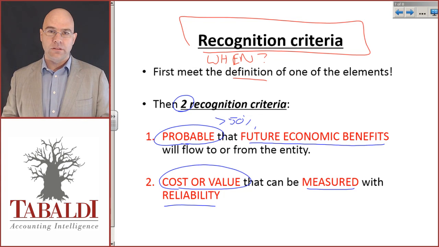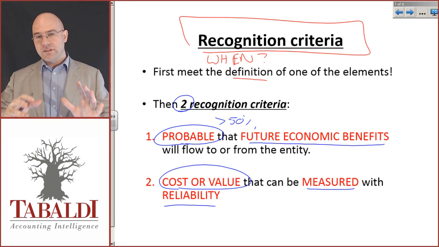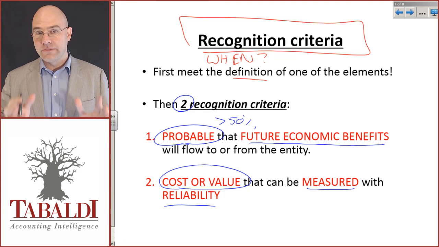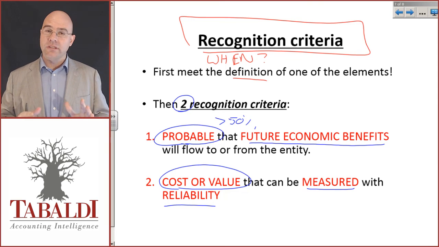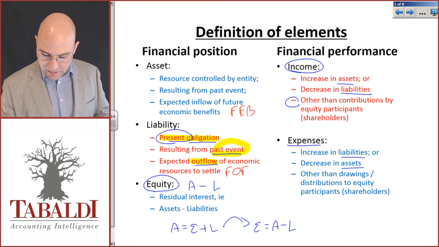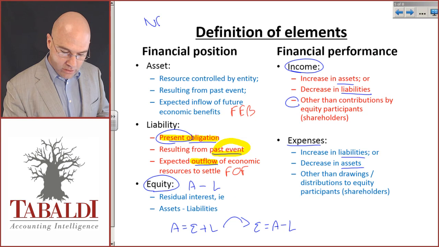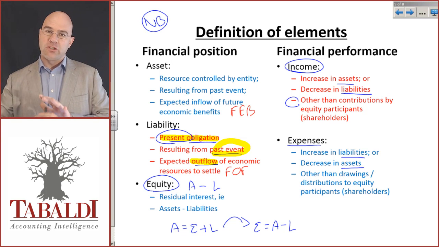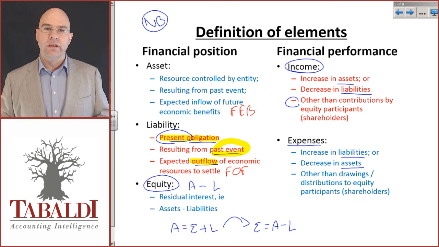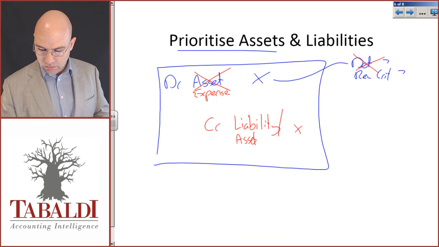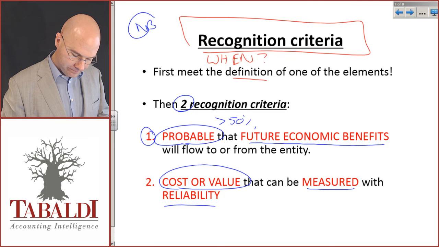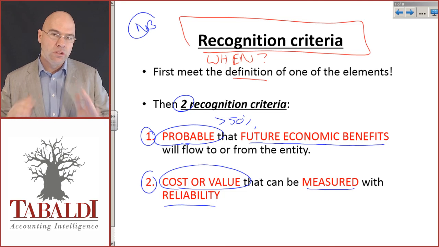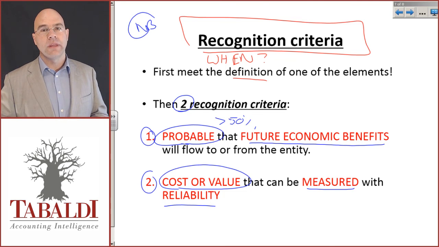So guys, we've looked at the elements definitions and recognition criteria in detail. You must learn these. I need you to be able to list all of those, learn them off by heart, make sure you can write them down at 2 o'clock in the morning, as well as the two recognition criteria right at the bottom here. If you don't know those, you will not succeed in accounting. Go and learn them now, please. Thank you.